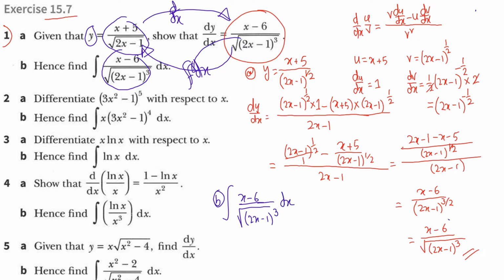So this is the result of the differentiation. If we integrate the result of the differentiation, we come back to the first part of this expression, which is written here: x plus 5 divided by root (2x minus 1), plus c as a constant. The only extra part we need to write is plus c here. That is the only extra part.